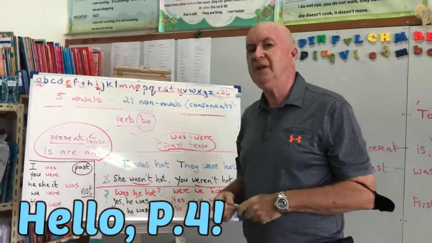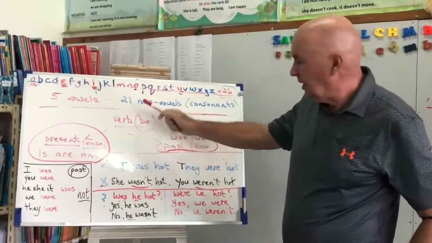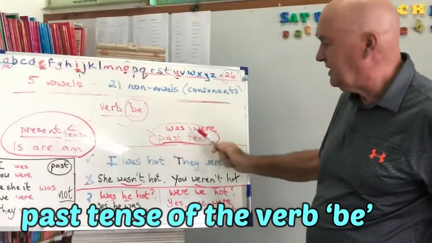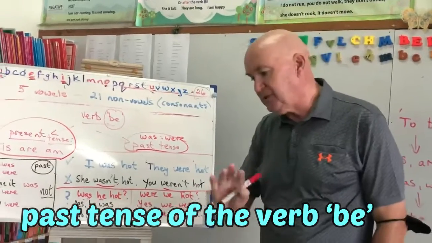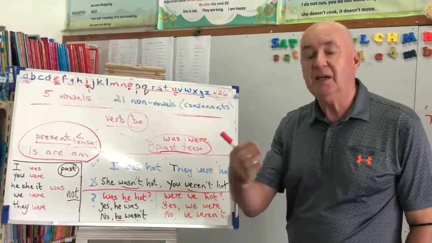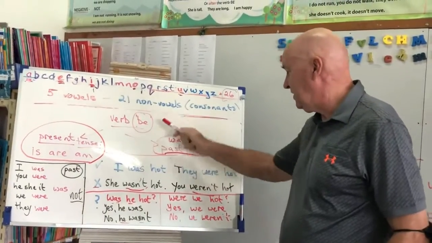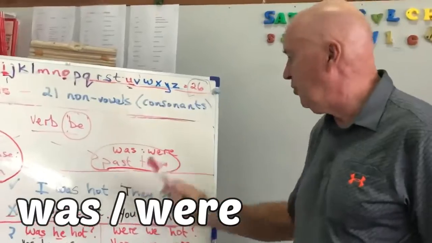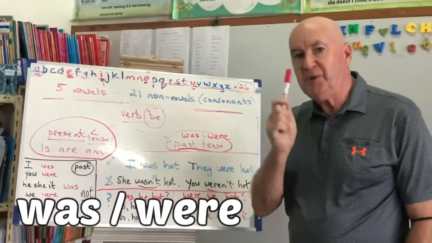Right people, we were looking last time at the verb be, and specifically at the past tense of the verb be, which we use when we're talking about something that is finished, all done, like yesterday, last week, last month, last year. The past of the verb be uses was and were. And we said that we have to do three things.